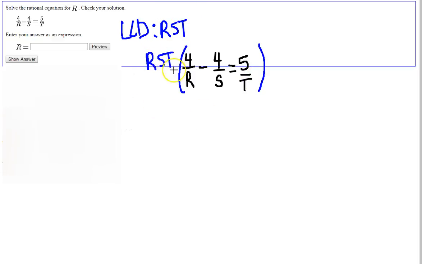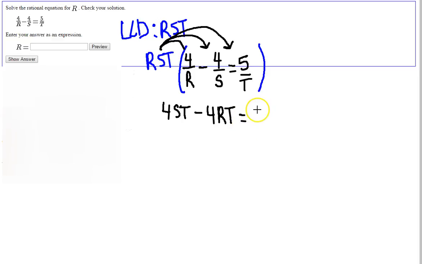So what happens is that in the first multiplication, the R's will cancel. So we'll have 4ST. In the second multiplication, the S's will cancel, so we have minus 4RT. And in the last multiplication, the T's will cancel, and so we'll have 5RS. So we're solving for R.